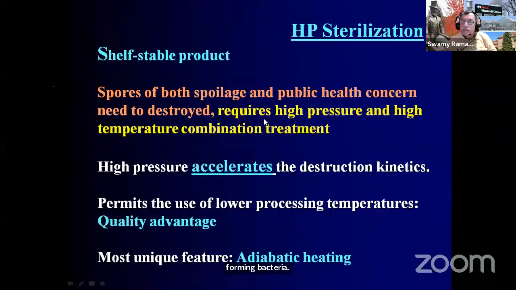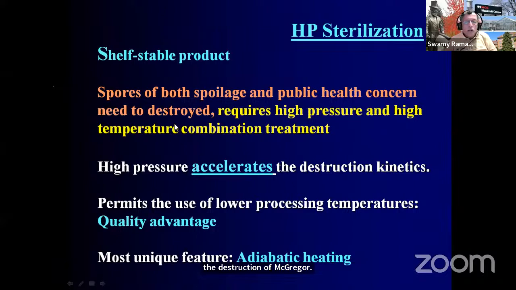Now you don't have to go to 120, 130 for long. Instantaneously, it will go inside the high pressure chamber. It will momentarily go to 125, and then only hold there for a couple of minutes and then cool down. So that's why it gives you a very high quality product. And also high pressure accelerates the destruction of microorganisms. I'll show a couple of slides to show that.